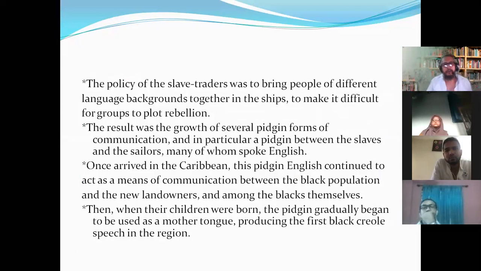The policy of the slave traders was to bring people from different language background together in a ship to make it difficult for groups to plot rebellion. So when the black servant were picked, they were picked from different language.